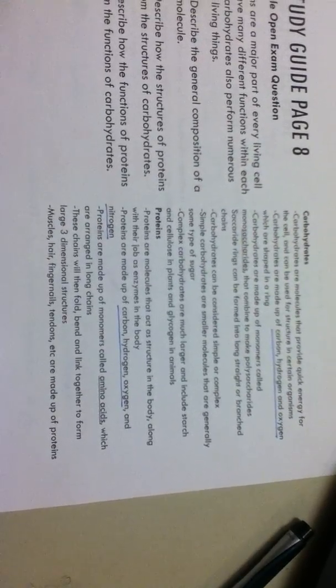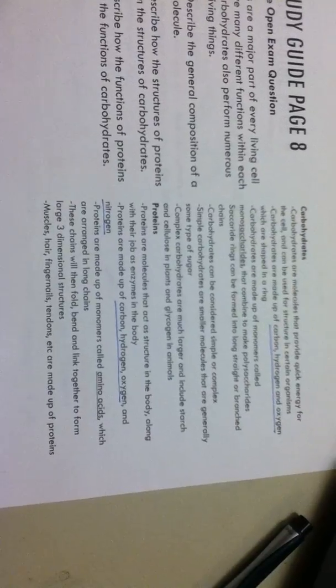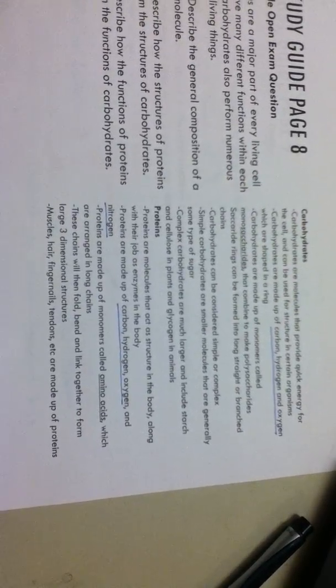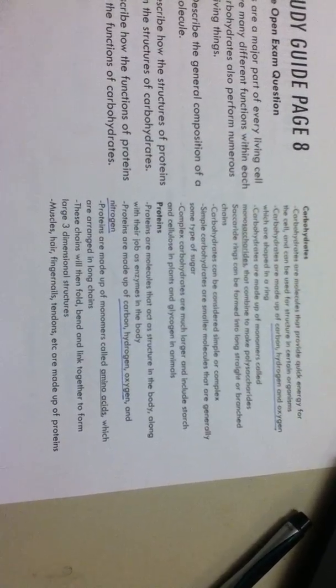Saccharide rings can be formed into long, straight, or branched chains. Carbohydrates can be called simple carbohydrates or complex carbohydrates. Simple carbohydrates are smaller and generally some type of a sugar. Complex carbohydrates are larger. These include starch and cellulose in plants and glycogen in animals.